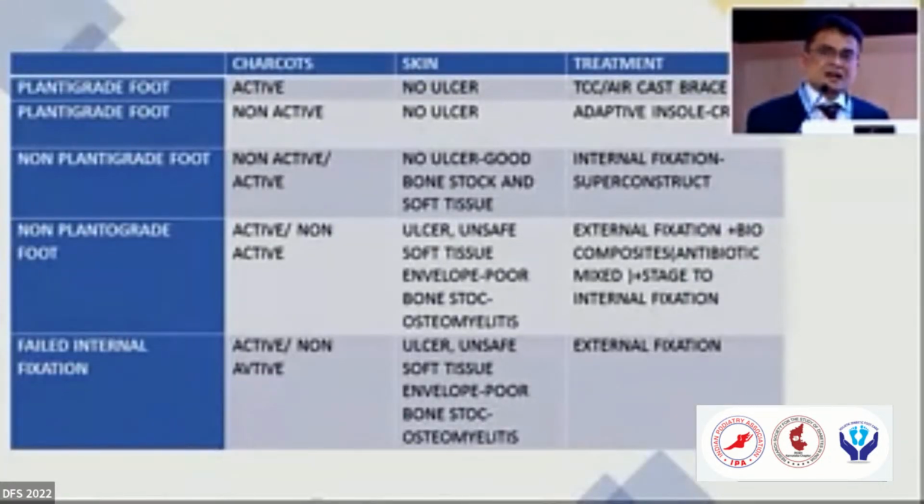So this is my plan. It's a definitive working algorithm. For the plantigrade foot, I'm not going to operate on this patient. Only the non-plantigrade foot. If it is an infected ulcer, I would X-fix it. If it is not infected, I would like to infix it. If it is a failed infix, I would like to X-fix and then infix it. This is how the orthopedic surgeon would actually plan it.